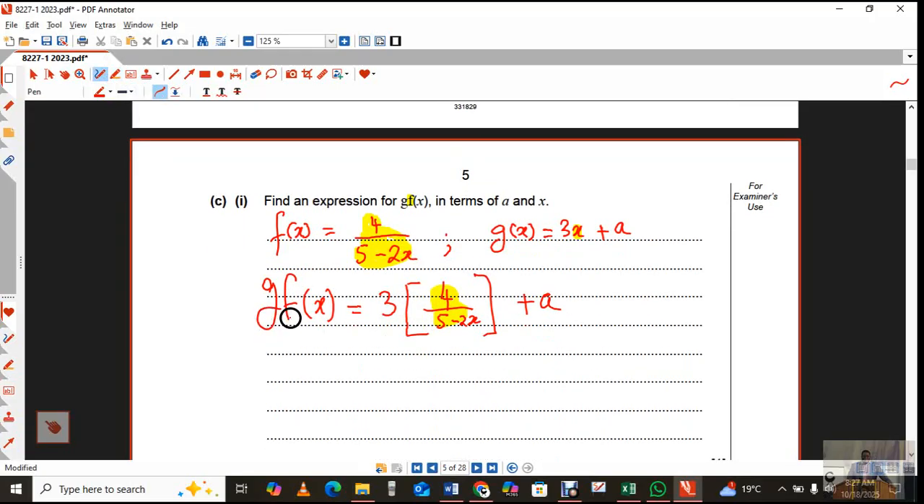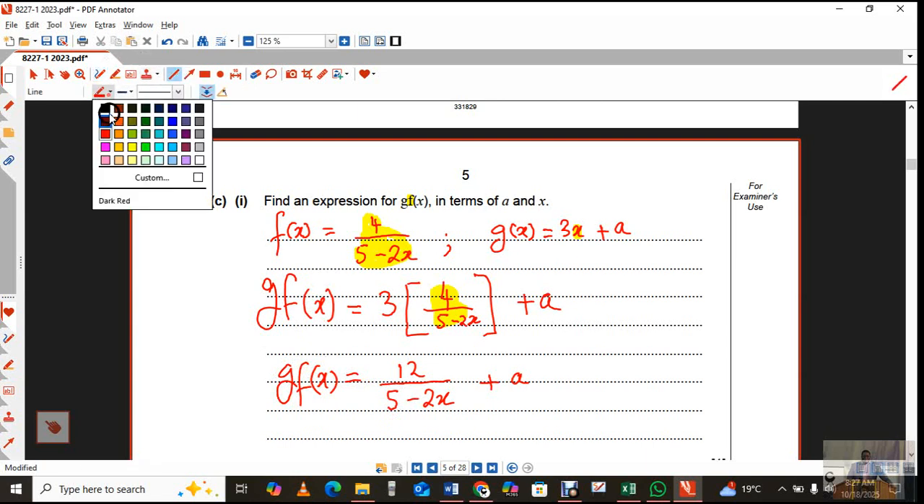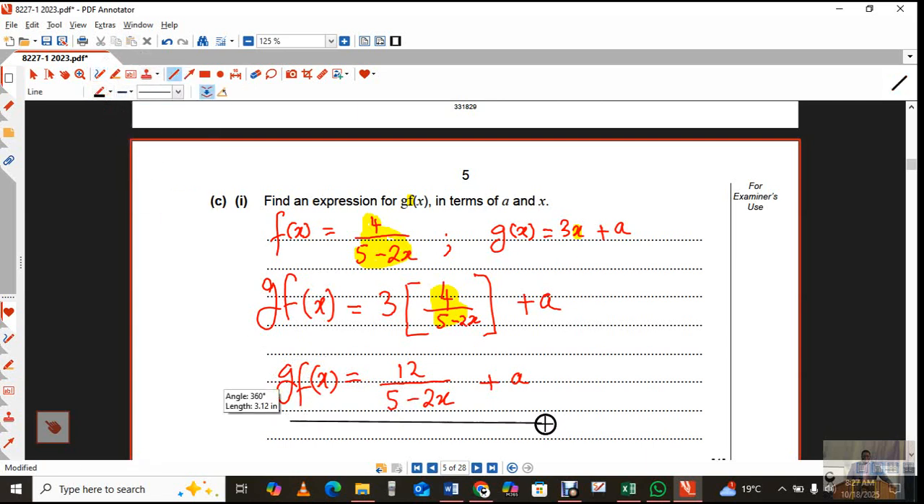What is left is just for us to quickly simplify. 3 times 4, that is 12, all over 5 minus 2x plus the value of a. And that is pretty much all that we can do at this stage for this question, Roman 1. So that is the solution.